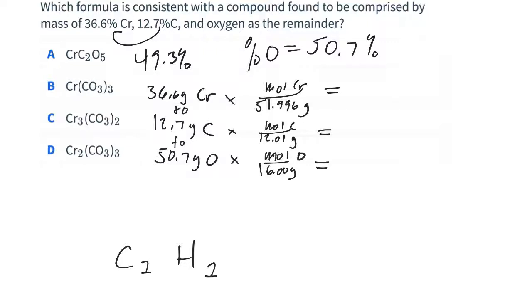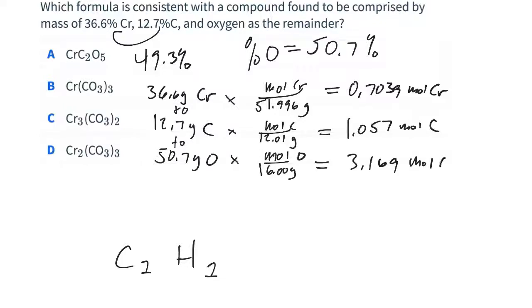So if we stop here and calculate, we'll do 36.6 divided by 51.996. That gives me 0.7039 moles of chromium. For carbon, 1.057. And 3.169 moles of oxygen.